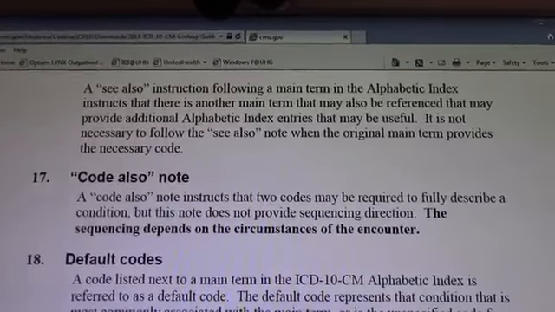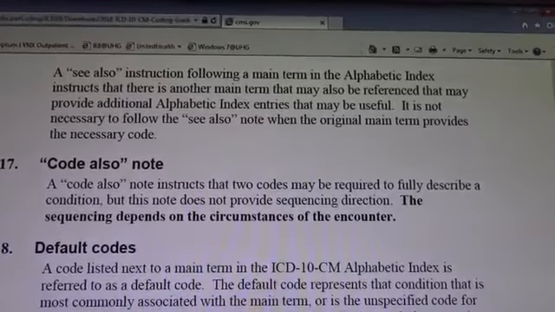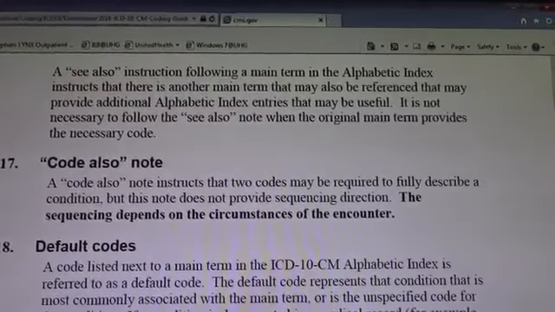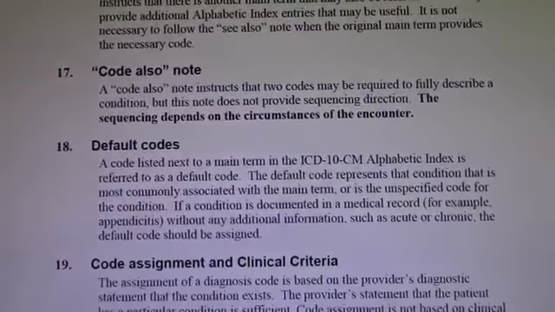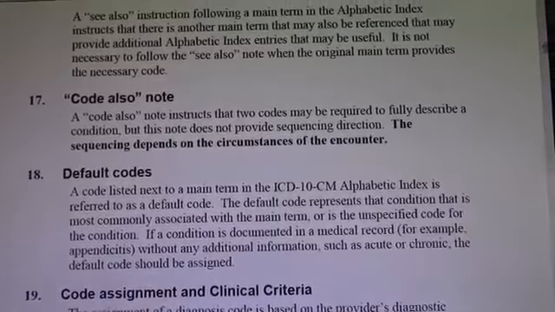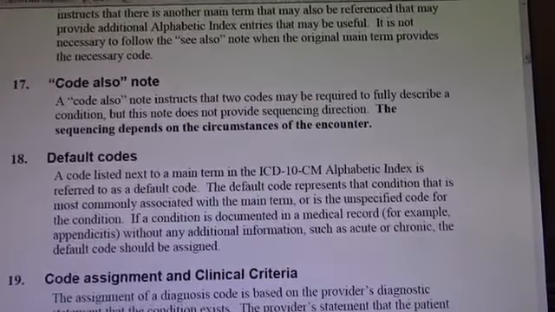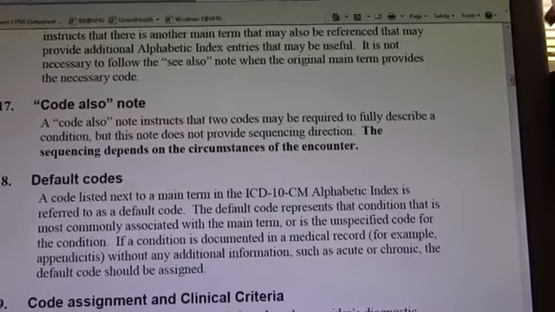But it will instruct you when to use two codes, but you want to make sure your codes clearly state what's going on with your patient. And then you have default codes. Number 18 says default codes. A code listed next to a main term in the index of ICD-10, in your alphabetic index, may be referred to as a default code.